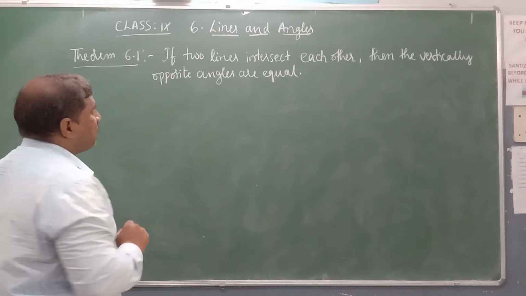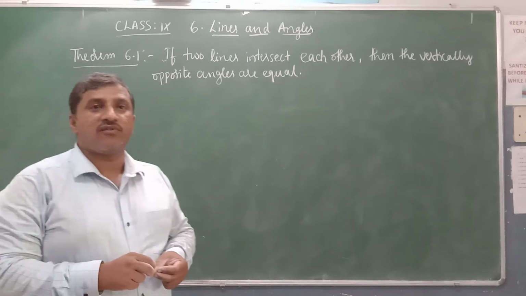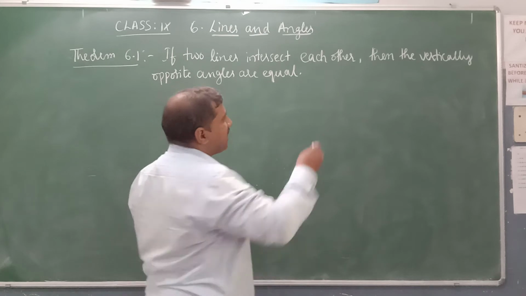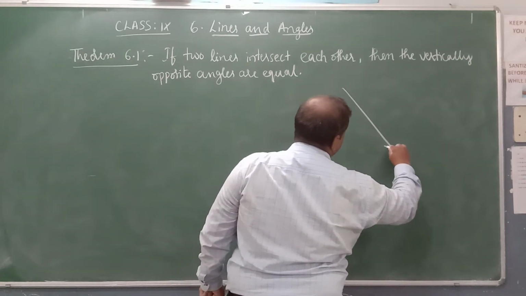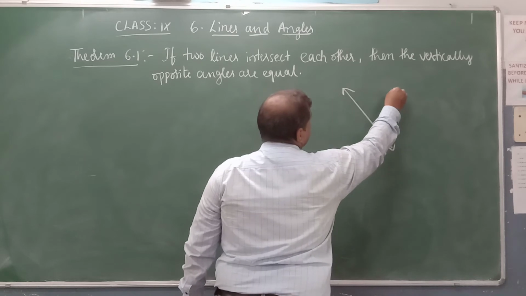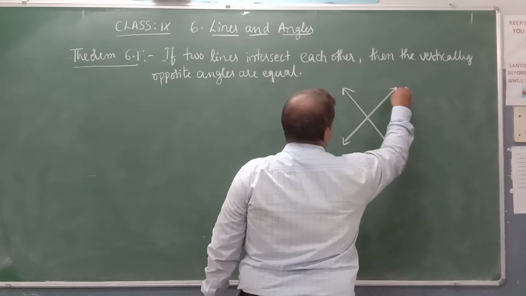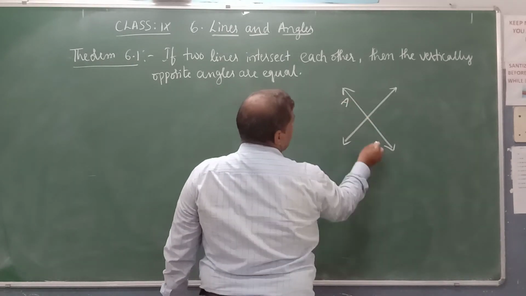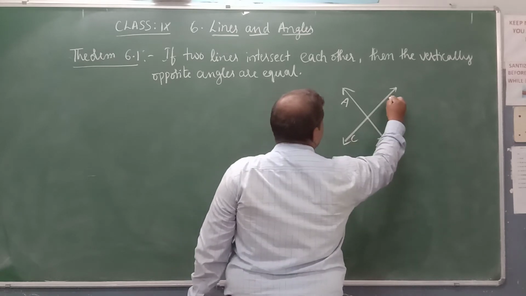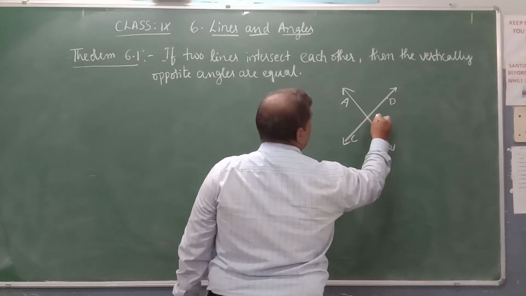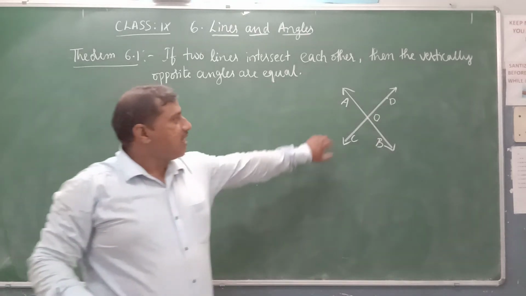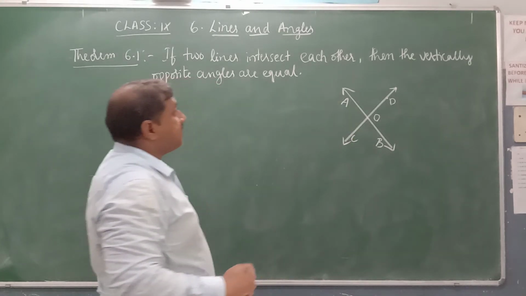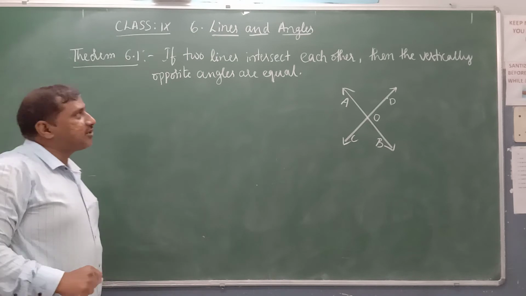Now theorem 6.1. What is the statement of theorem 6.1? If two lines intersect each other at a point, what do we call these lines? Yes, intersecting lines. Let AB and CD be two lines and they intersect each other at point O. O is the common point for both lines and the point of intersection. Then the vertically opposite angles are equal.